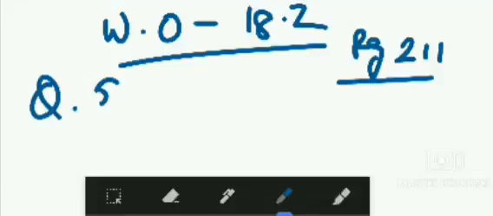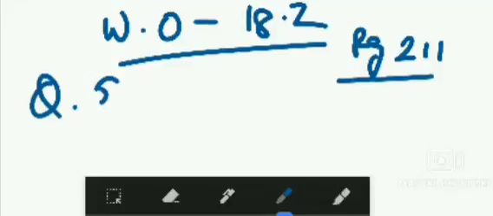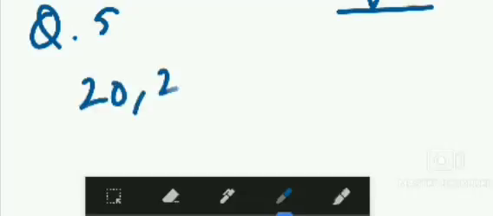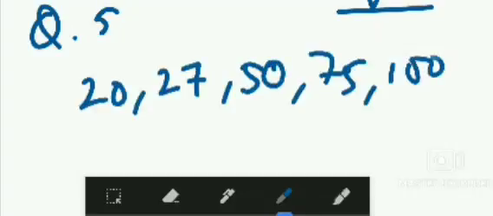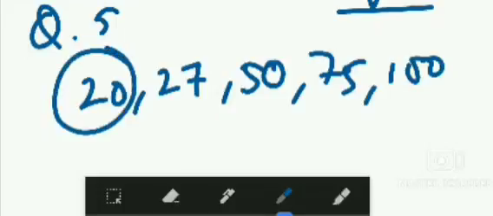So here we can see there is a table. In this table there are some numbers. You can see 20, 27, 50, 75, 100. In this way some numbers are given, and you have to find which number is a square number. That means from which number we can find a square root. Okay, so see here 20.